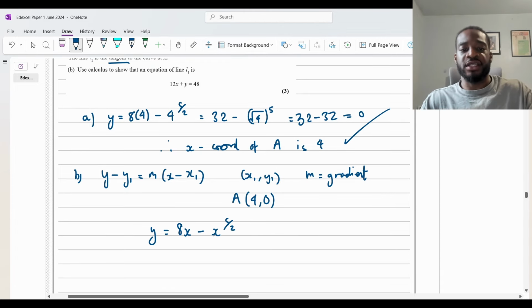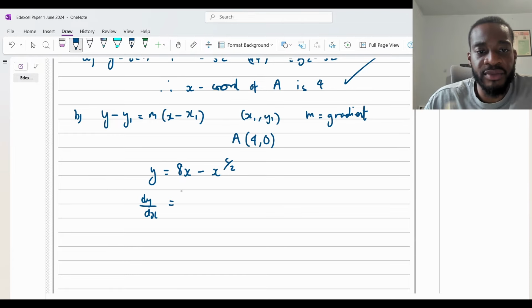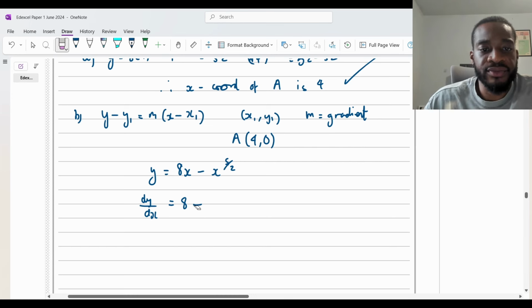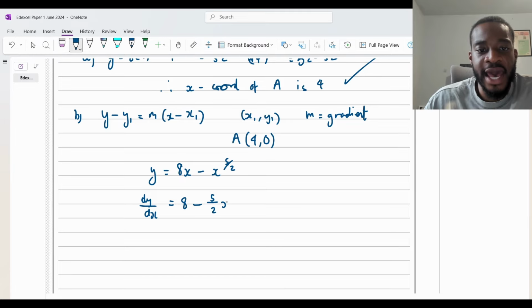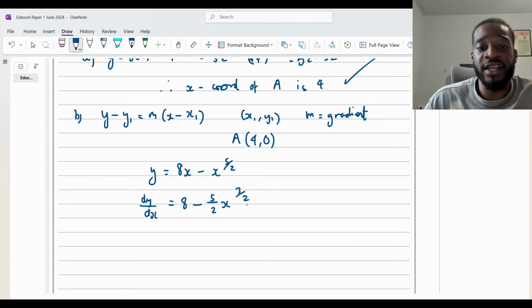So we need to differentiate this, don't we? So differentiating that, dy over dx will equal 8 minus, bring the power to the front, that's 5 over 2, so 5 over 2x, and then you take 1 away, so that's going to be 3 over 2, isn't it? So this is going to be our gradient function.